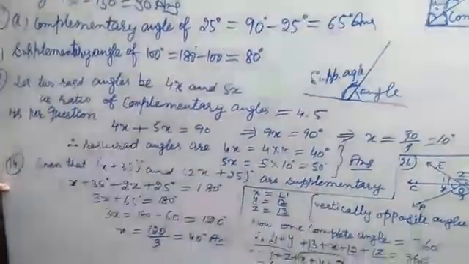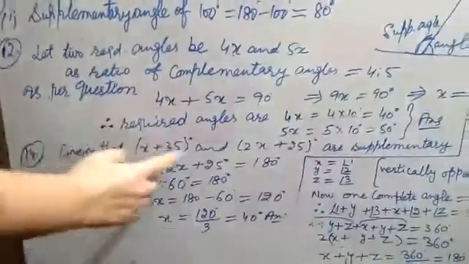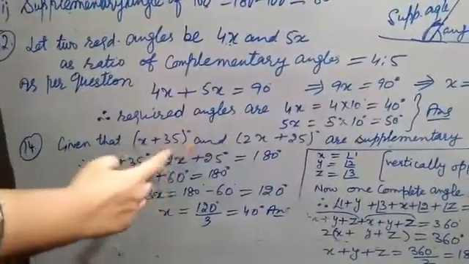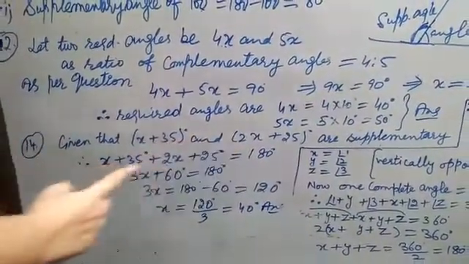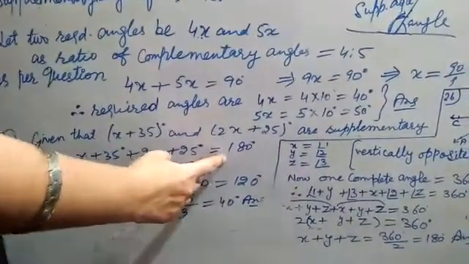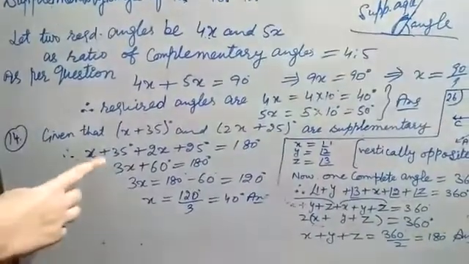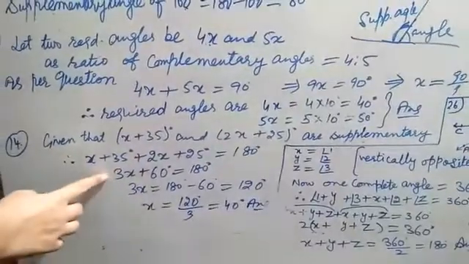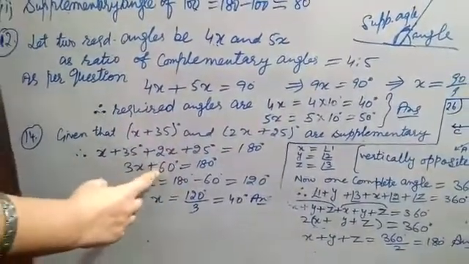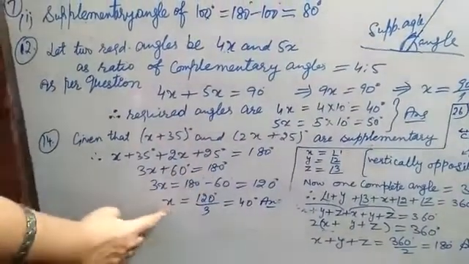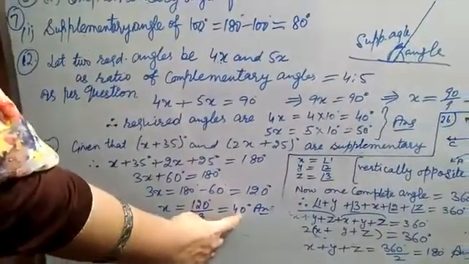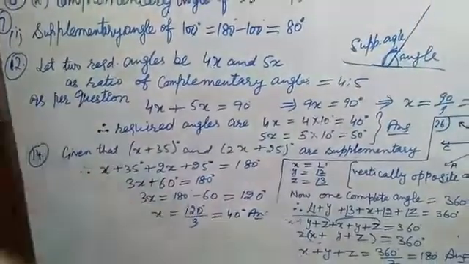Next we have sum number 14. Here two angles are given that are supplementary. If these two angles are supplementary, it means the addition of these two will be equal to 180. So here we got x plus 2x, that is 3x, 35 plus 25, 60. Solving this equation, you got x is equal to 40, and that is your answer.